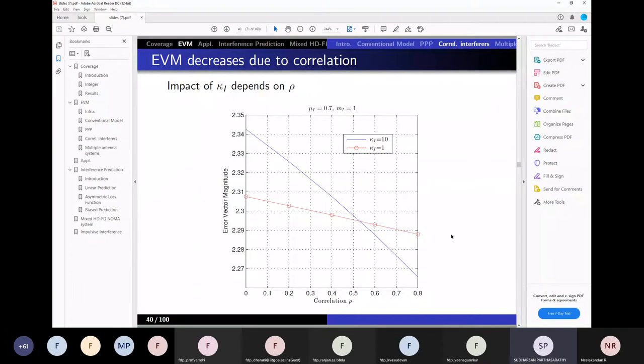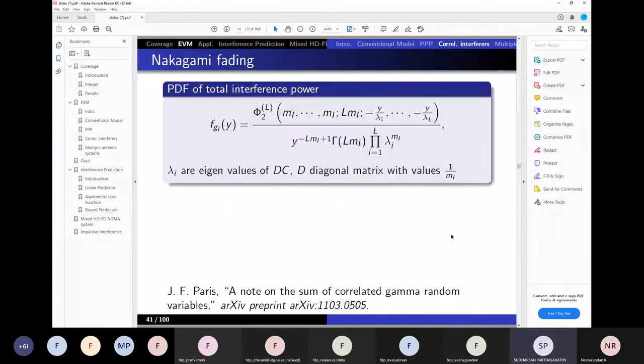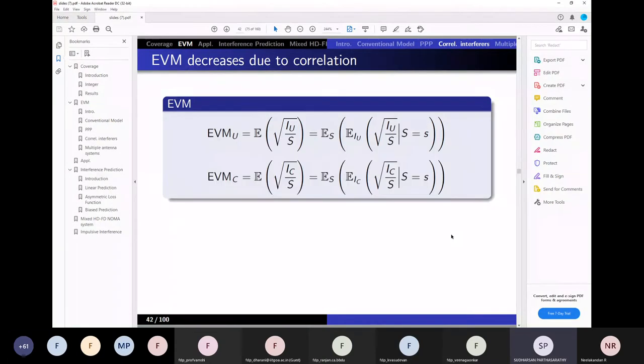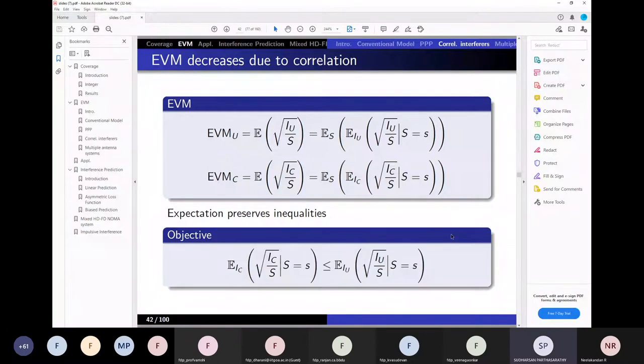So this will be the PDF of total interference power if you have correlated Nakagami fading. And if you substitute this, this is the EVM that we will derive, if there's Nakagami fading in both the desired channel and the interfering channel, and if the interference are all correlated, then the EVM is given in this slide. Next, slide number 42. Now, I want to actually prove to you that because of correlation among interferers, EVM decreases, which means the correlation among interferers is actually a good thing for us. That's what I want to prove.